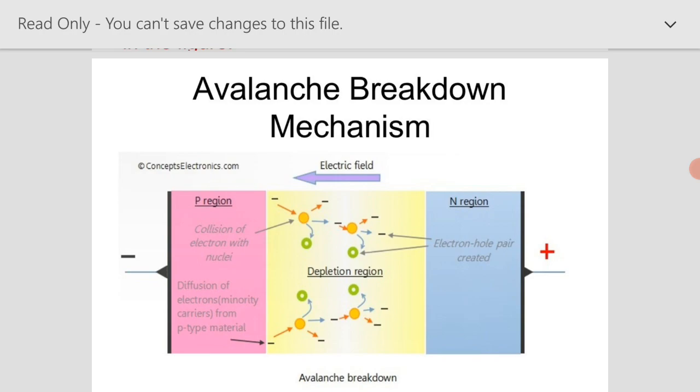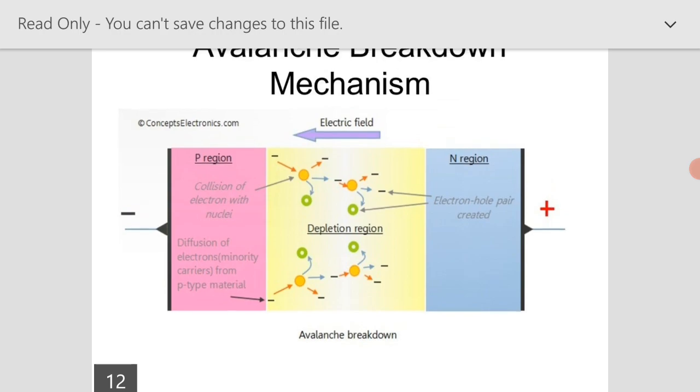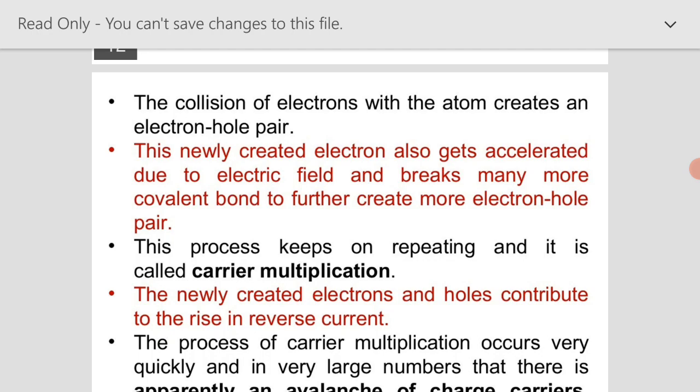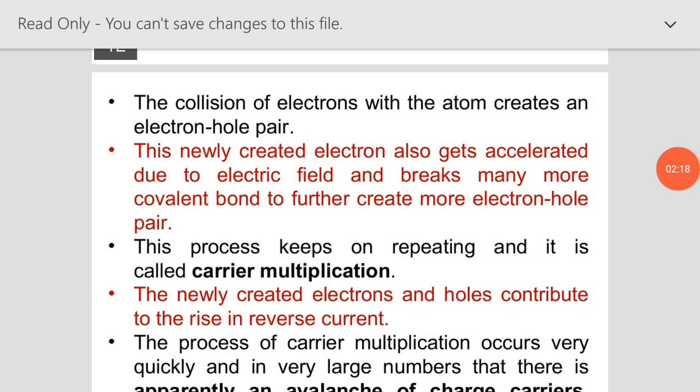The P region, where the majority carriers are holes, and the N region, where the majority carriers are electrons. In the P region, the collision of electrons with the nucleus, the diffusion of electron minority carriers from the p-type material, and the electric field in the avalanche breakdown depletion region. In the N region, an electron hole pair is created. The collision of electrons with the atoms creates an electron hole pair.